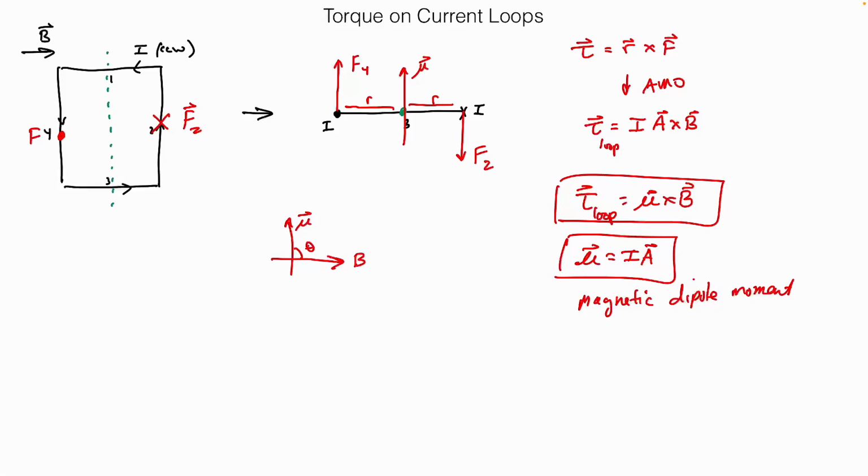Okay, so we can talk about energy here. This can get worse. I could, but I'm not going to. The potential energy of this loop is the dot product between the magnetic dipole moment and the magnetic field.